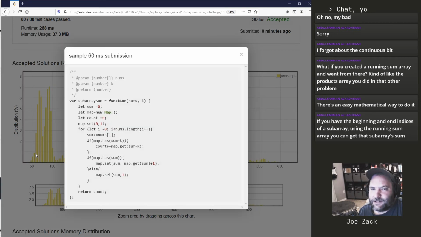Not that I don't like challenging problems, but it's just like this is day 22 of doing this, you know, so it kind of wears on me a bit.